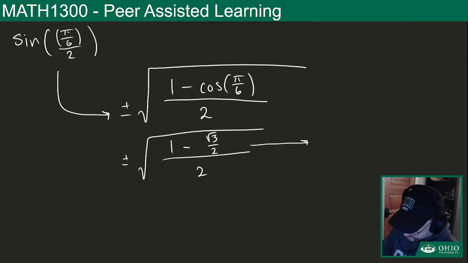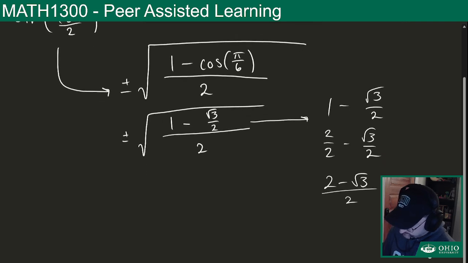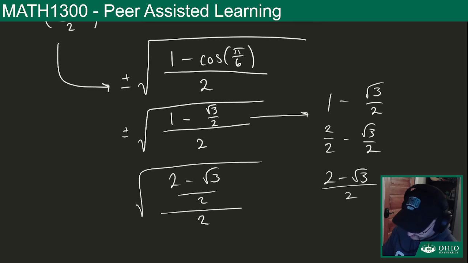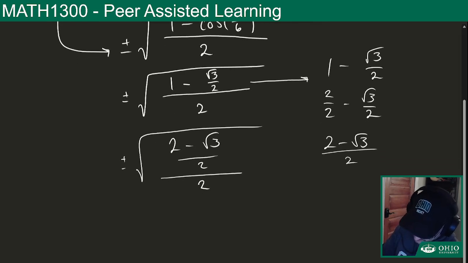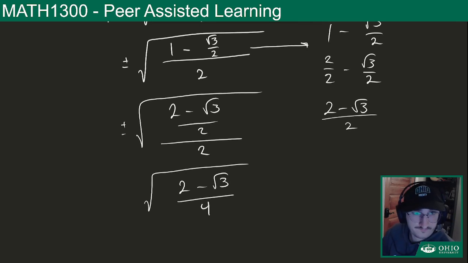Let me sort of take a detour and look directly at 1 minus root 3 over 2. We want to find a common denominator, so I can turn 1 into 2 over 2 and subtract these. And then I will get 2 minus root 3 over 2. And then again, by the same rule we had before, we can multiply those denominators together, and we will get the square root of 2 minus root 3 over 4.